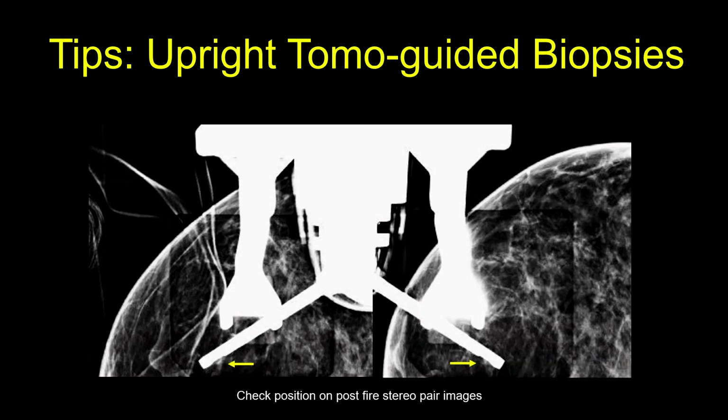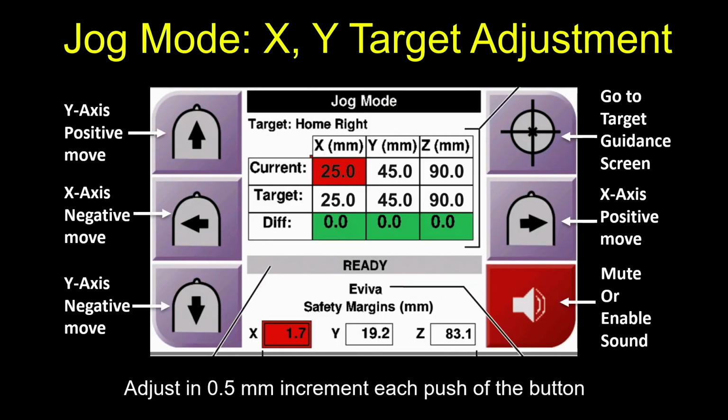Post-fire, if you want to check needle position, you have to use stereo pair because the needle would otherwise be obscuring the target, and the target won't be visible with tomo images. Here it looks perfect. Some experienced operators are actually very comfortable operating on pre-fire image alone. They see the needle in that position, they say, okay, I'm ready to fire and go, and they save time by omitting the post-fire image. I'm still not that comfortable. I always check.